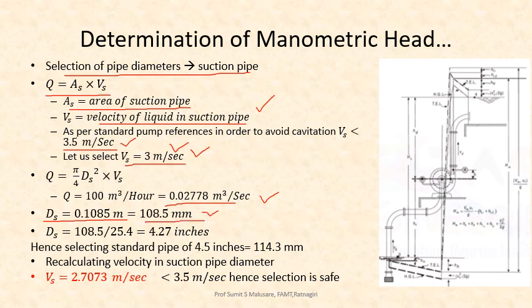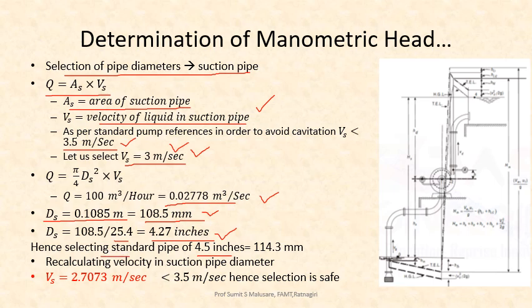Now we have to standardize the pipe. Standard pipes are available in the form of inches, so I have divided by 1 inch, where 1 inch is equal to 25.4 mm. Then our answer comes out to be 4.27 inches. It means that I have to select a standard pipe which is greater than 4.27 inches. The standard pipe is available as 4.5 inches.